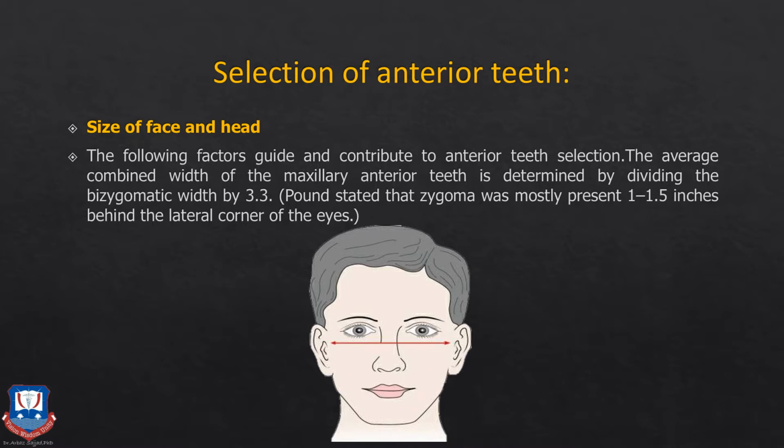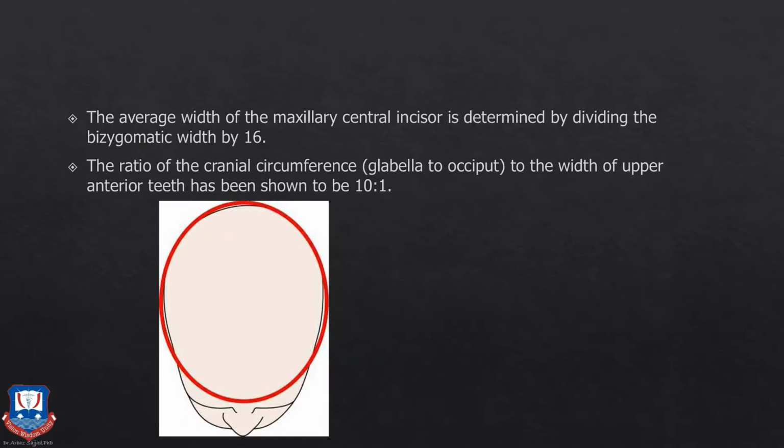The average combined width of the maxillary anterior teeth is determined by dividing the bizygomatic width. This is the bizygomatic width, that is from the posterior to the corner of the eye. This is called the bizygomatic width, and dividing it by 3.3, we can get the width of the anterior teeth, that is from canine to canine. So this was given by.